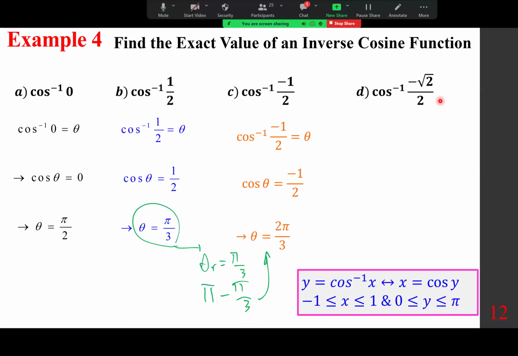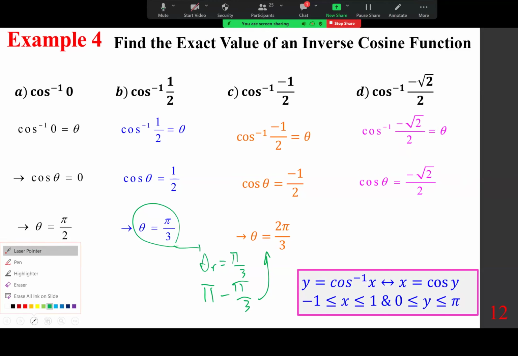This one, again, let's set it equal to theta. By definition, cosine of theta must be negative square root of 2 over 2. First, I want to discuss square root of 2 over 2. We should know the answer is pi over 4. Let me just write that, reminding everyone, we should know that cosine of pi over 4 is square root of 2 over 2, like sine, the same thing.